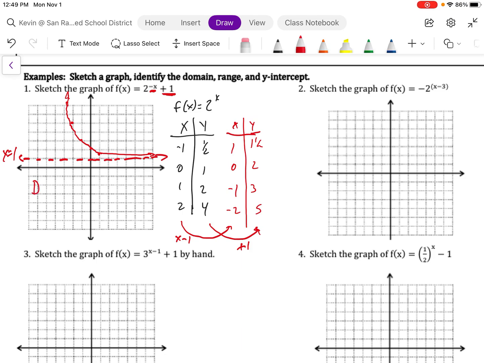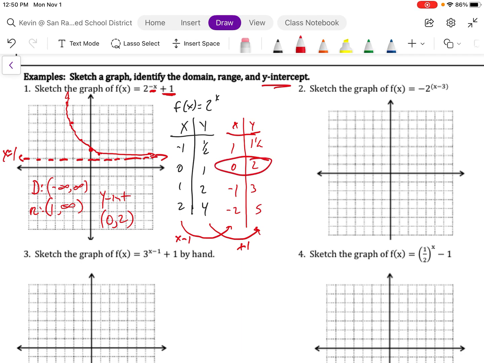Our domain, which is our x values, would just be -infinity to infinity. Our range, which would be our y values. Okay, our lower limit is going to be 1, right? And then everything above 1, so to infinity, since our asymptote is at y equals 1, everything above that. I also wanted our y-intercept. Our y-intercept would be this point here, and so the y-intercept is the point 0, 2, right here.